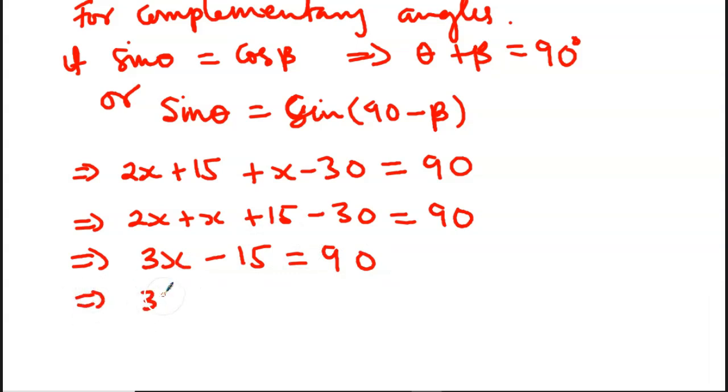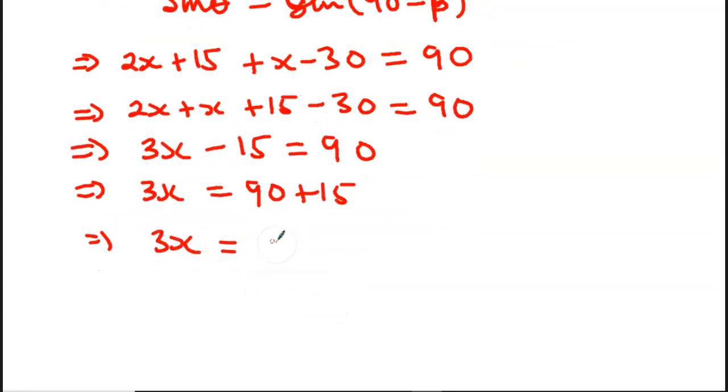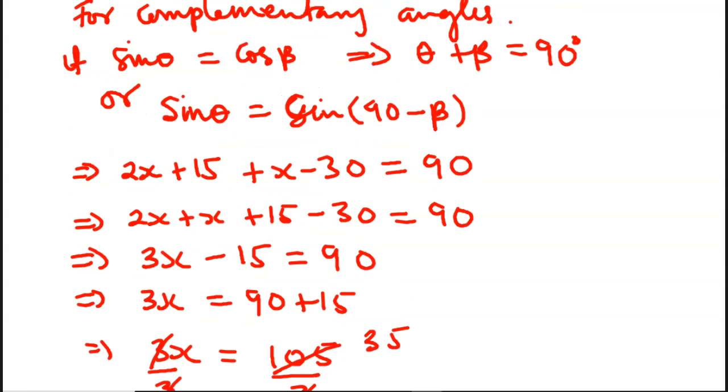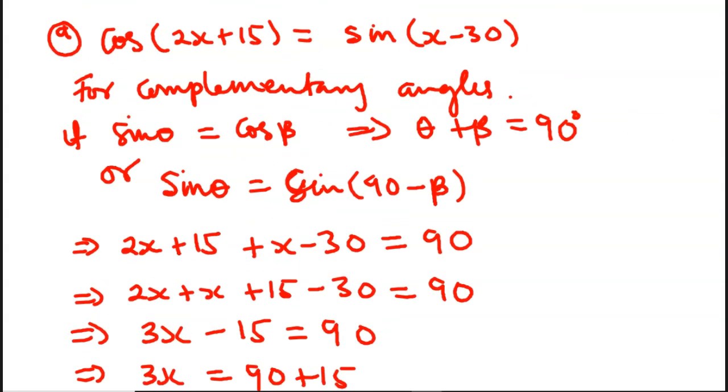So we have 3x is equal to 90 plus 15. 3x is equal to 105. Divide both sides by 3. 3 will go into 105, 35. So therefore, our x is equal to 35 degrees. That is the first method. Let's look at the second method.